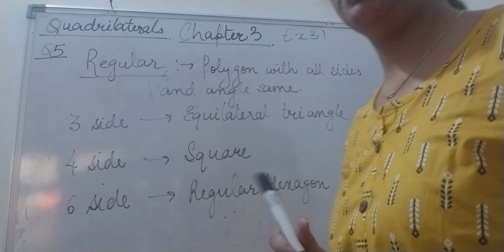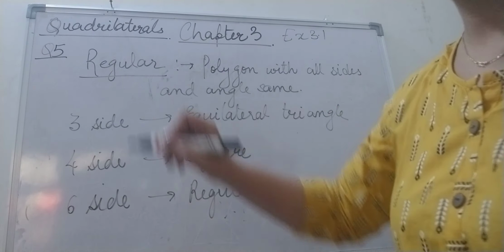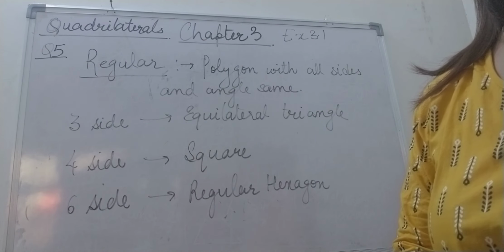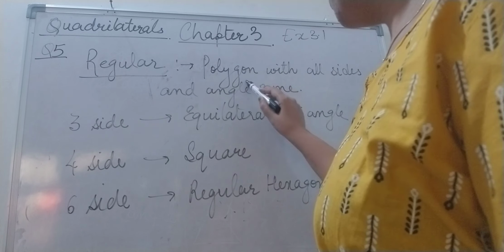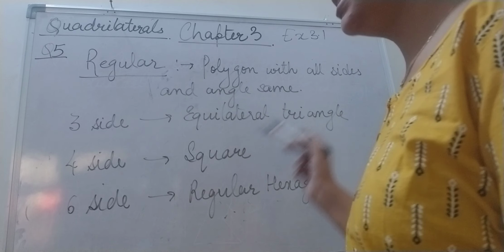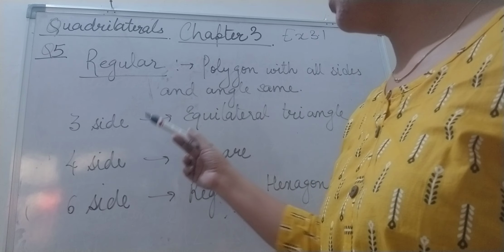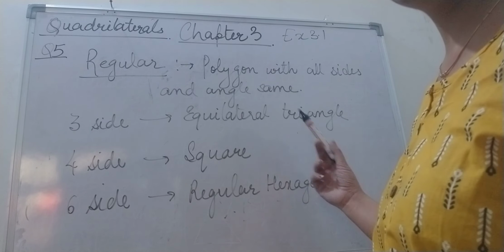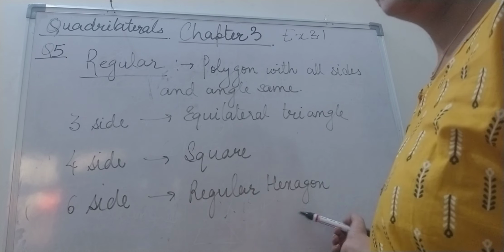Now next question, question number 5. They say, what is a regular polygon? Name the regular polygons of 3 sides, 4 sides and 6 sides. A polygon with all the sides and all the angles the same is called a regular polygon. 3 sides, 4 sides, 6 sides. A 3-sided regular polygon is called an equilateral triangle. 4 sides, it is called a square. 6 sides, it is called a regular hexagon.